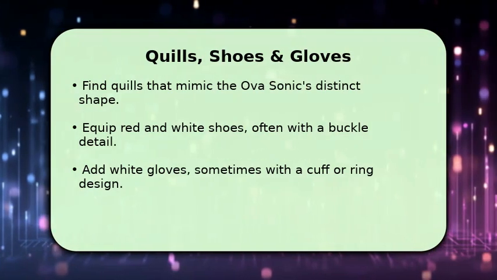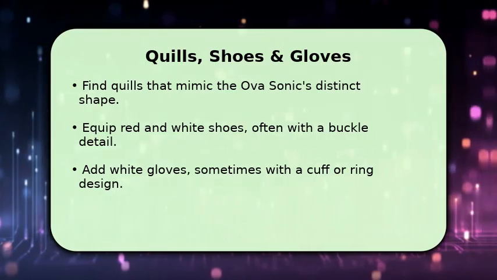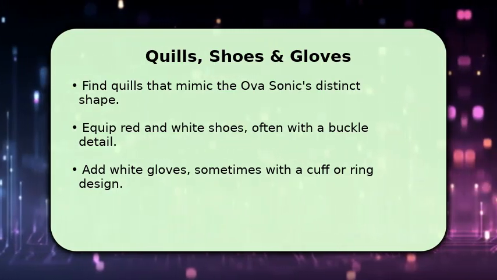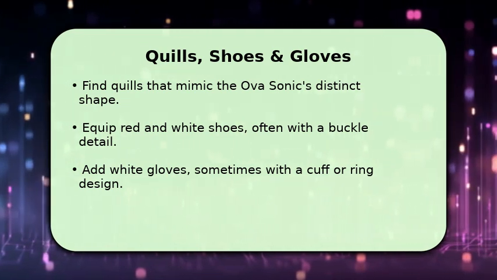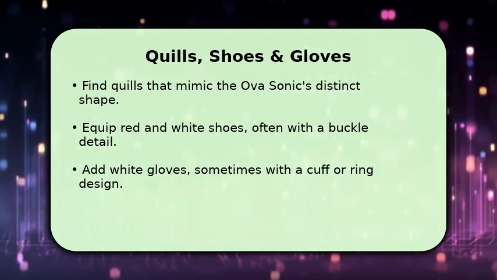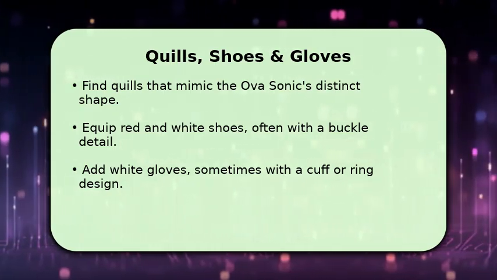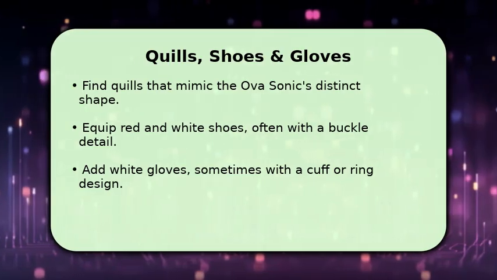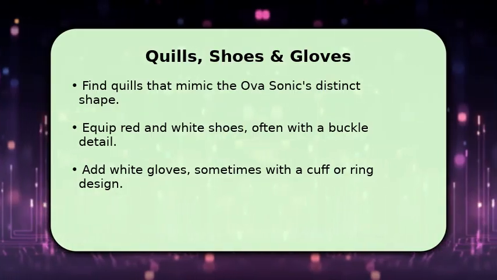Next, we'll add the defining accessories: quills, shoes, and gloves. Search for quills that have a more angular or spiky appearance, reflecting the Ova Sonic design. For the shoes, look for red and white sneakers, ideally with a yellow buckle or strap detail. Finally, equip a pair of crisp white gloves, which might feature a small cuff or a simple ring design. These elements are key to completing the look.